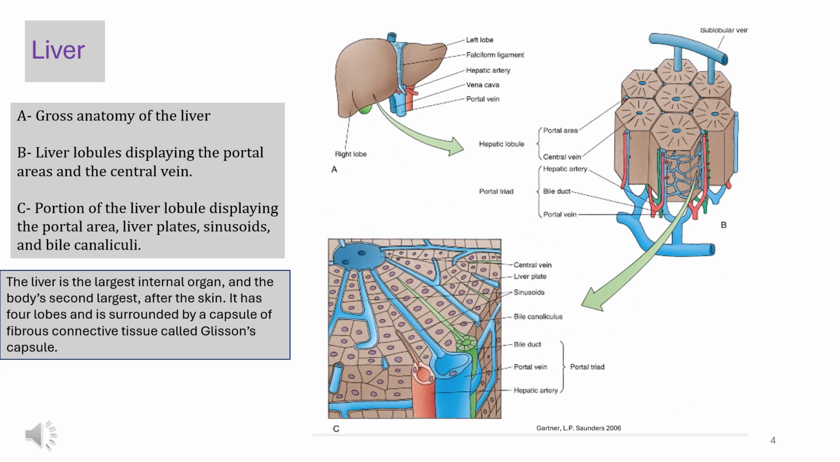So here is the liver. Image A correlates to the gross anatomy of the liver, quite a large organ. And then image B is actual liver lobules displaying the portal areas and the central vein.